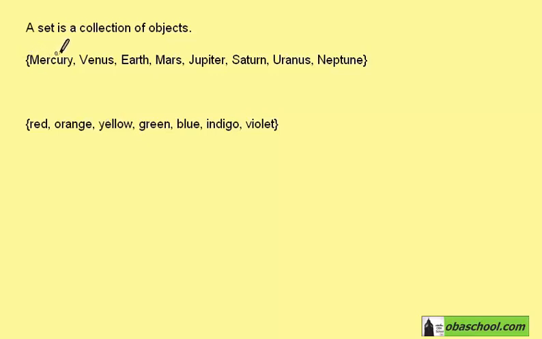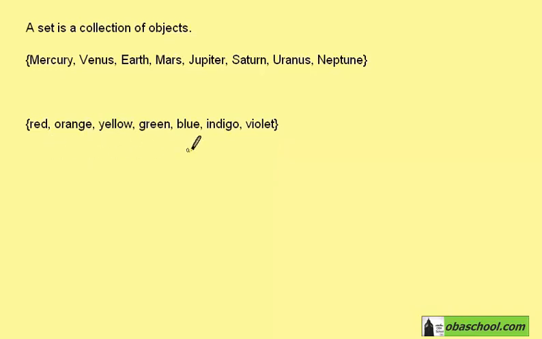A set is quite simply a collection of objects. When we write sets down, we put them in curly brackets. One example here is we have the set of the planets in our solar system. Another example here is we have the set of colors in the rainbow.